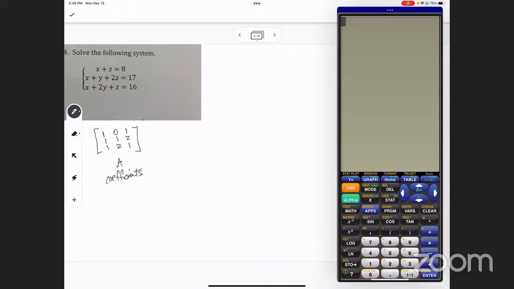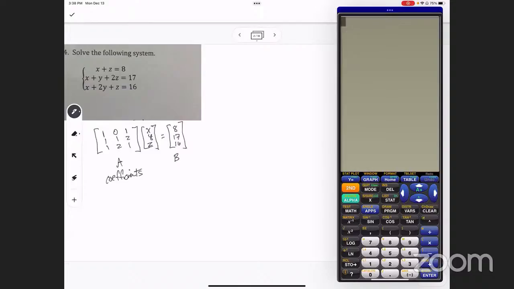Yeah. Okay. And then you've got the variable matrix, which is X, Y, Z. You actually don't have to put that in anywhere. I'm just showing you. And then you have the solution matrix, which is 8, 17, 16. You see where I came up with those? Yeah. So we're going to call that matrix B.